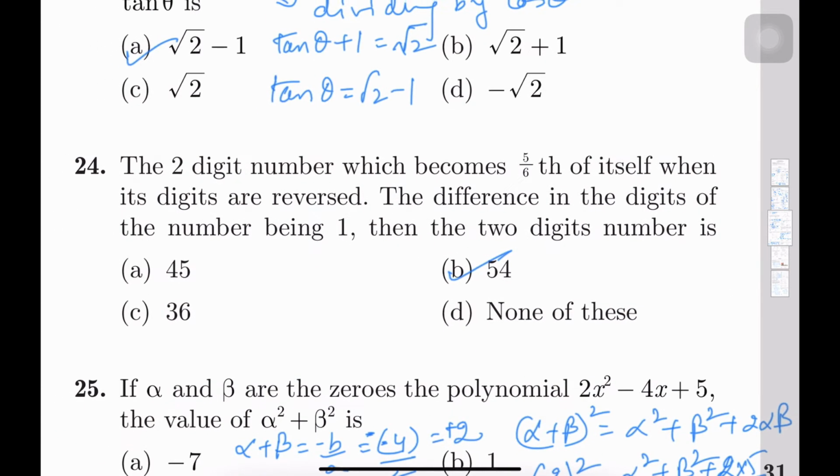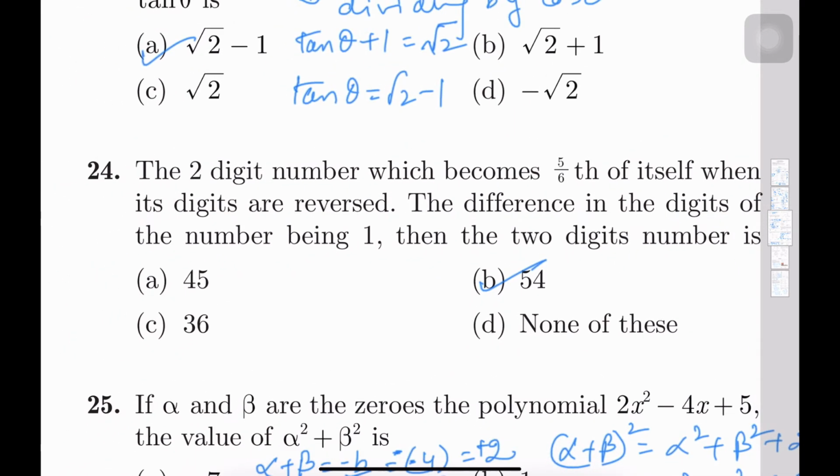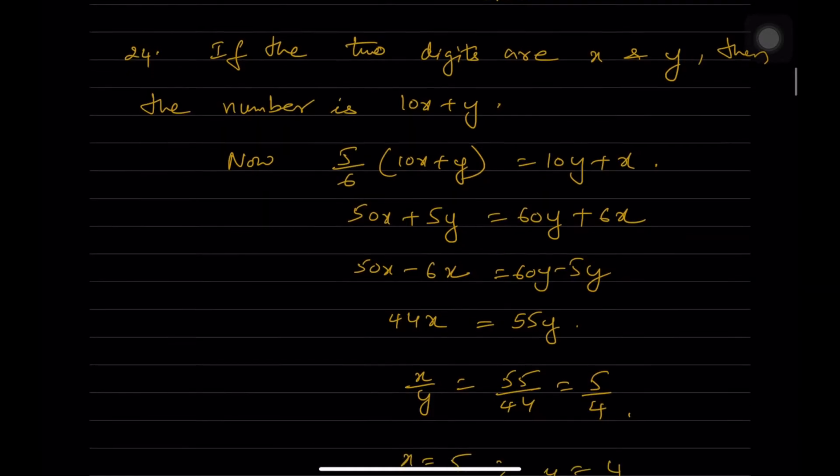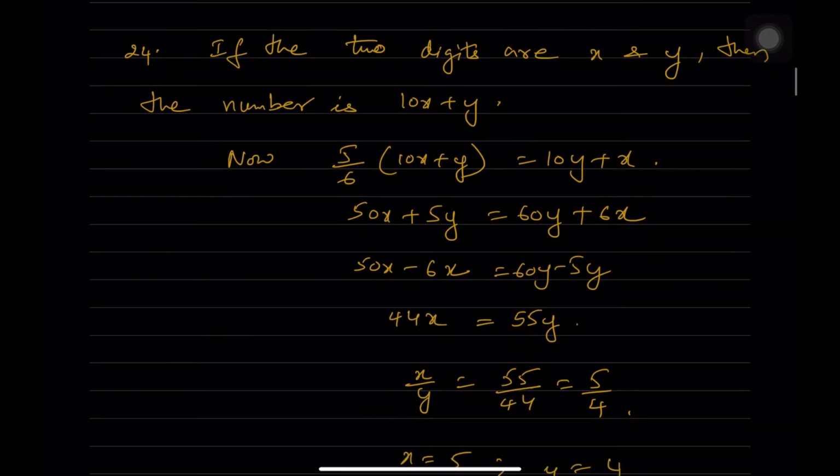Now next, a 2-digit number which becomes 5 by 6th of itself when its digits are reversed, the difference in the digits of the number being 1, then the 2-digit number is. So if the 2 digits are x and y, then the number is 10x plus y. Okay. So therefore 5/6 of the number is equal to 10y plus x, the reverse of the number. So when you are reversing here, you are getting 10y plus x.